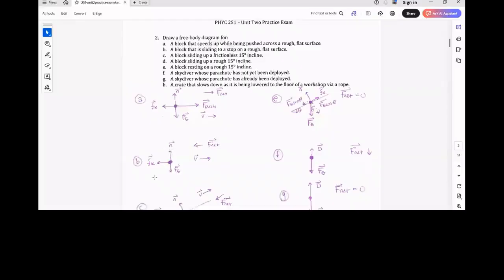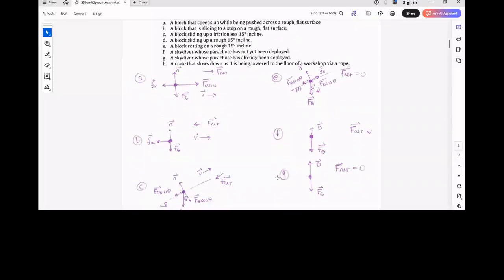However, since the block is on a flat surface, the normal force and the gravitational force will cancel again. So they are equal and opposite. The only unbalanced force comes from Fk, our kinetic friction. So the net force is also going to be negative.